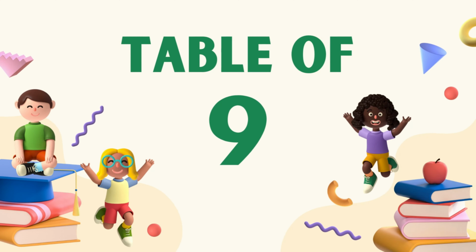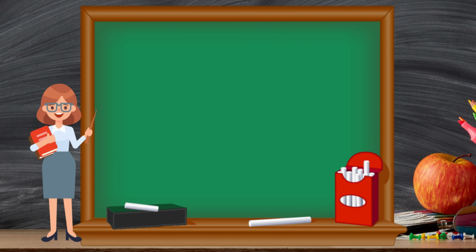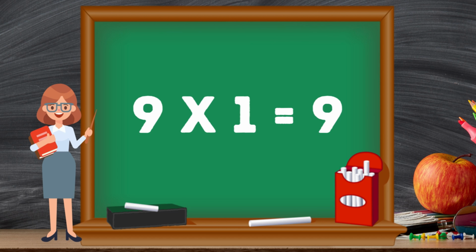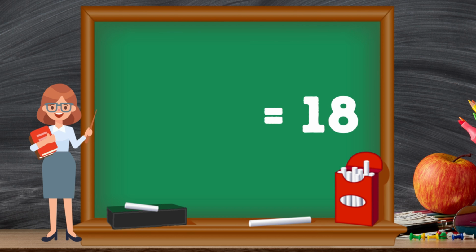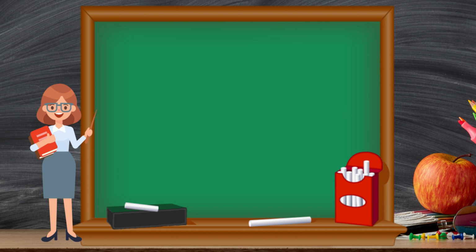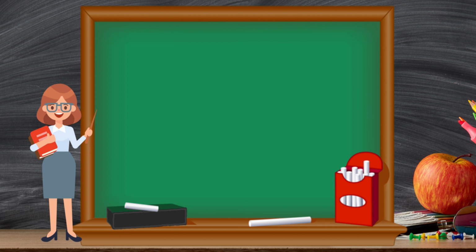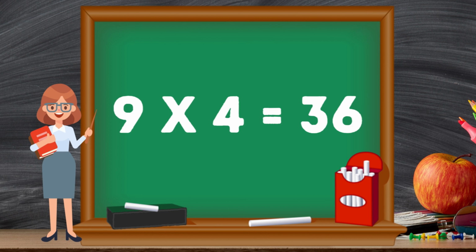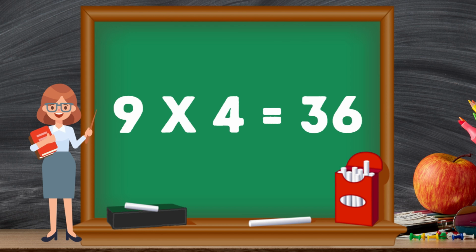Let's revise. Nine ones are 9. Nine twos are 18. Nine threes are 27. Nine fours are 36.